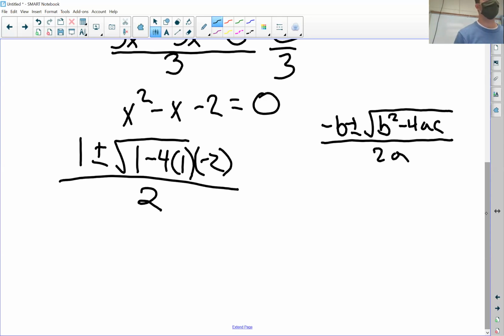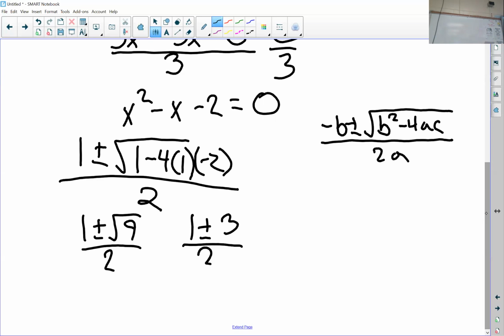We'll simplify what's under the root. So negative 4 times 1 is negative 4. Negative 4 times negative 2 is positive 8. So 1 plus 8 is 3, so it's 1 plus or minus 3 over 2. 1 plus 3 is 4 over 2, and 4 over 2 is 2. 1 minus 3 is negative 2, over 2, negative 1.